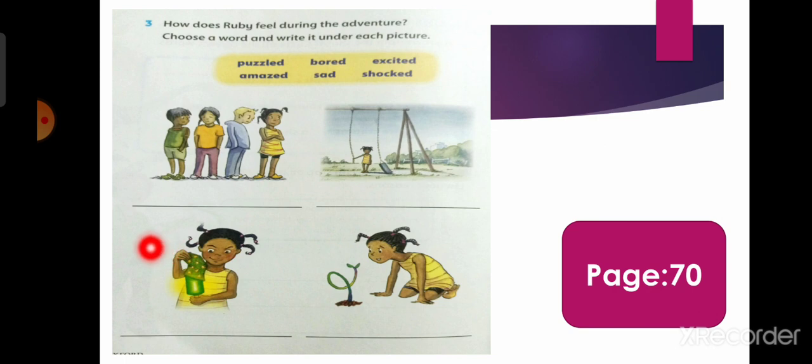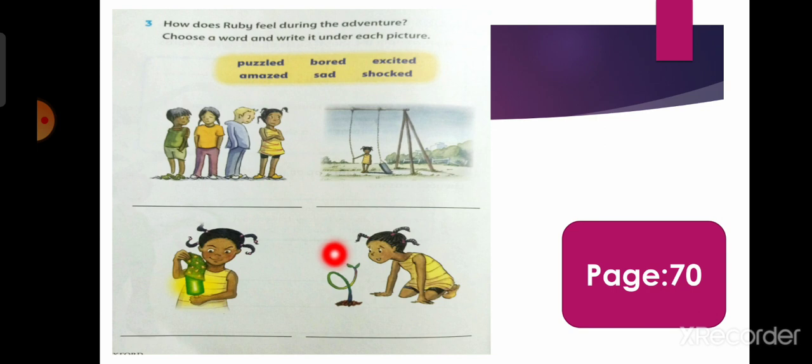Here she is puzzled or amazed to look at the glowing ice lolly. Yeah, she's puzzled. Very nice. She's puzzled because she had never seen such a lolly. So you will write here puzzled. The first one word. Puzzled. You will cut it and write here on this line. Puzzled. Move to the next picture.